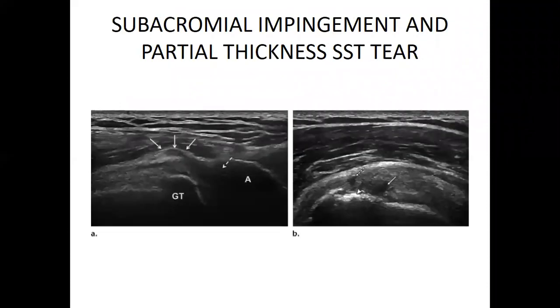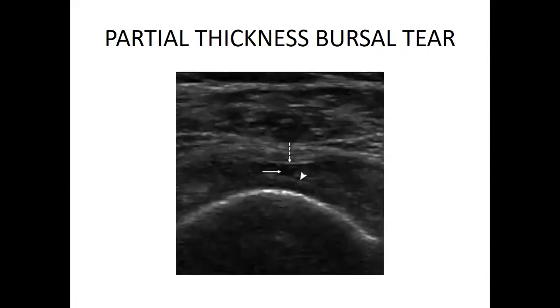Then we also have the partial thickness supraspinatus tendon tear. You can see it within the subacromial joint. That is also a partial tear within the bursa.